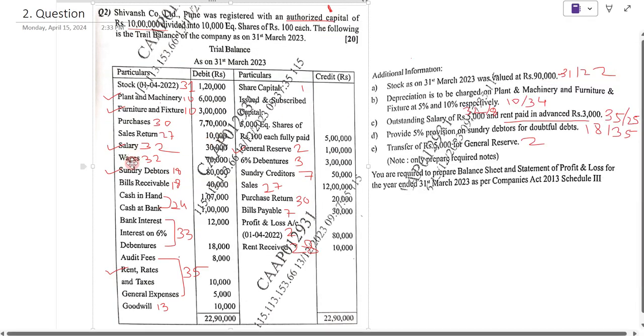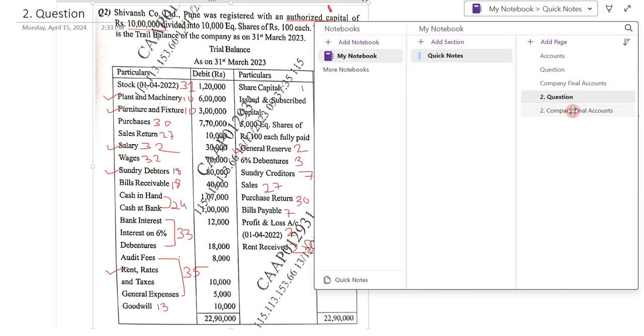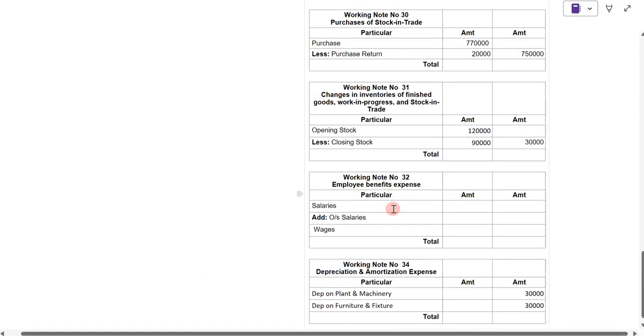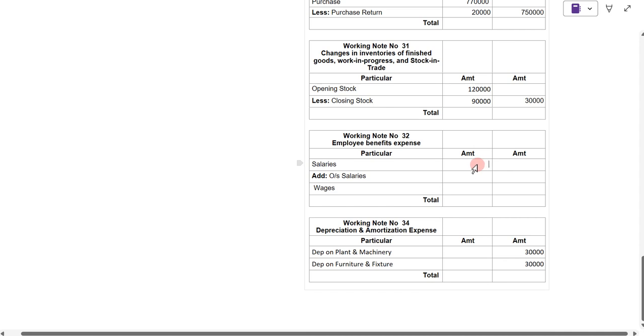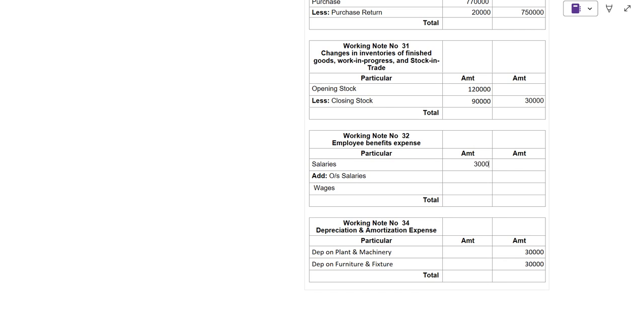After that, salary and wages. On salary we have outstanding, that is 5%. Both the entries will come in note number 32. Note number 32, salaries: total salary is 30,000, add 5,000, total salary is 35,000. Wages, amount of wages is 70,000.